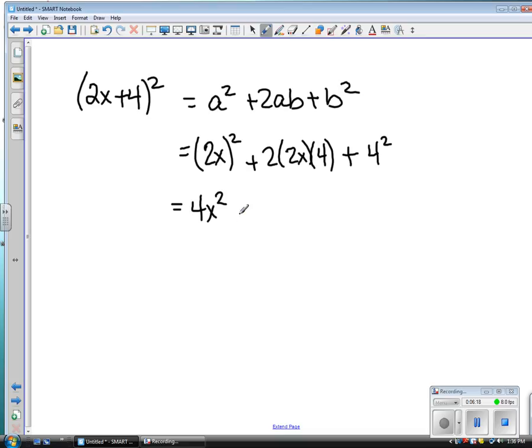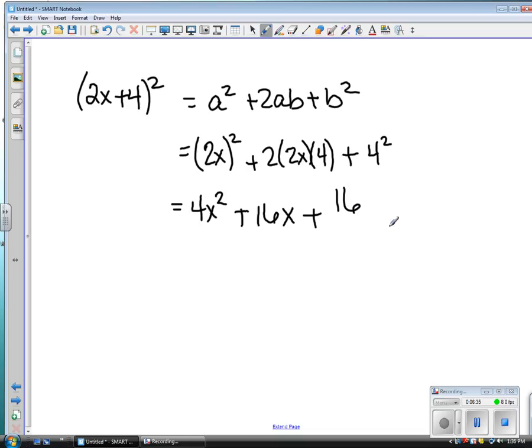4x squared. Very good. What's the middle term right here going to be? Because 2 times 2 is 4, 4 times 4 is 16x. Plus 16. And now I'm done.